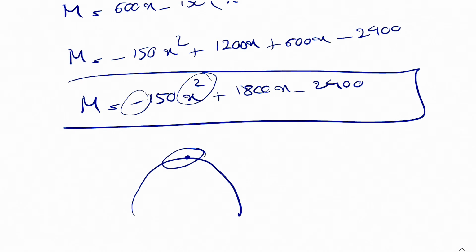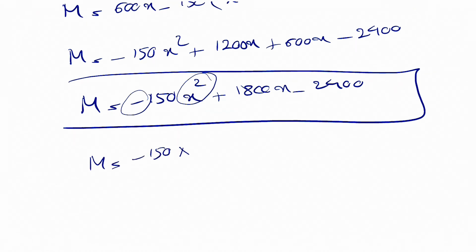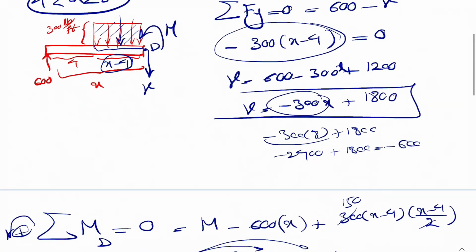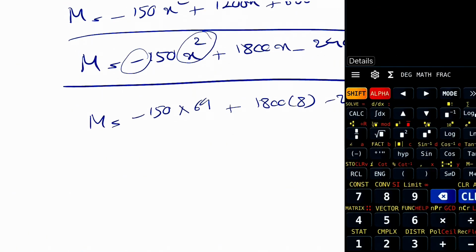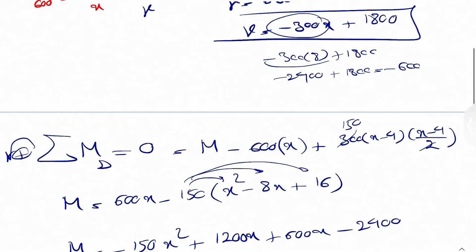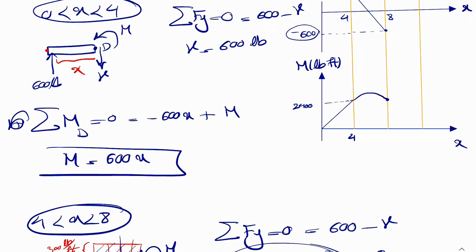All we need to do in here is put 8 in our equation and see what we get. Minus 150 times 8 squared, which is 64, plus 1800 times 8 minus 2400. Based on our diagram, we're expecting 2400. Let's see what we get. Minus 150 times 64 plus 1800 times 8 minus 2400. And yeah, we got the 2400. So we are at the same level.